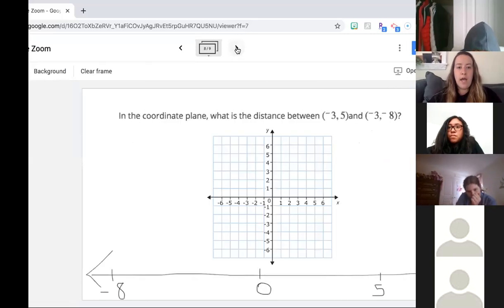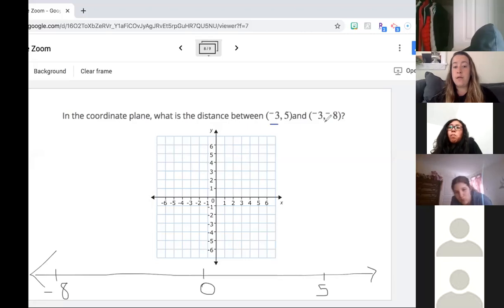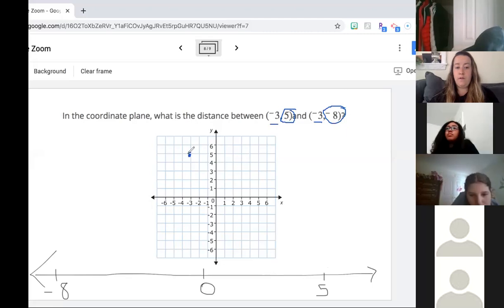And one other thing let's look at. Okay, 2 more questions and then we're done. This one, in a coordinate plane, what's the distance between -3, 5 and -3, -8? So if I'm just looking at the coordinates, the -3s are the same, but we're going from a +5, careful, to a -8. So you went from a +5 to a -8. So -3, 5 and -3, -8 would be off this grid.